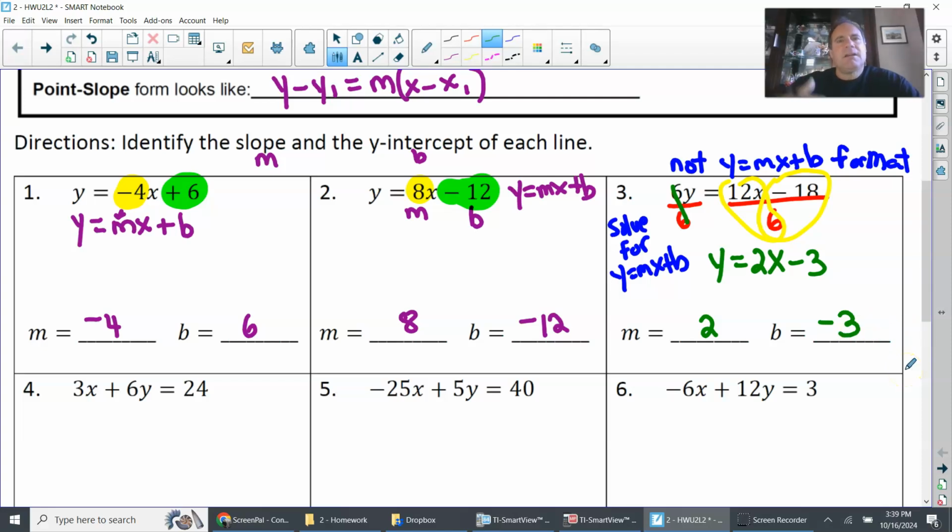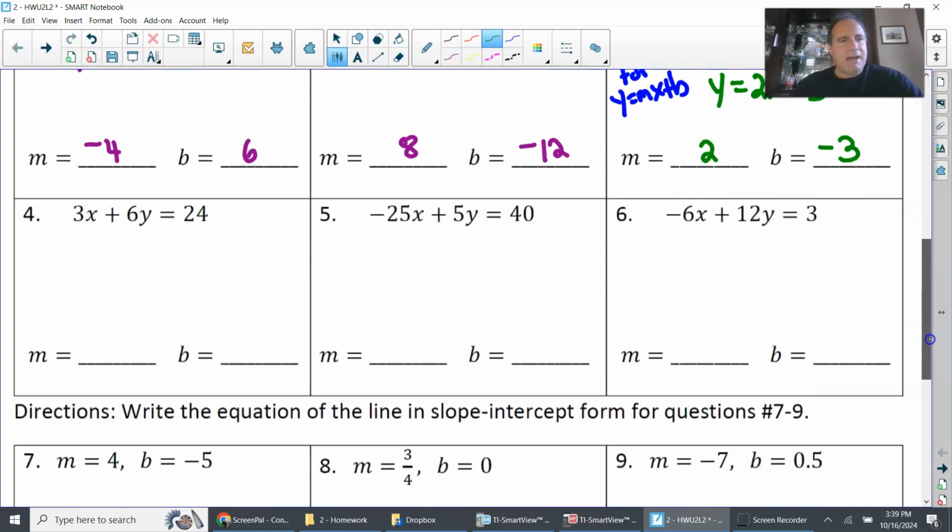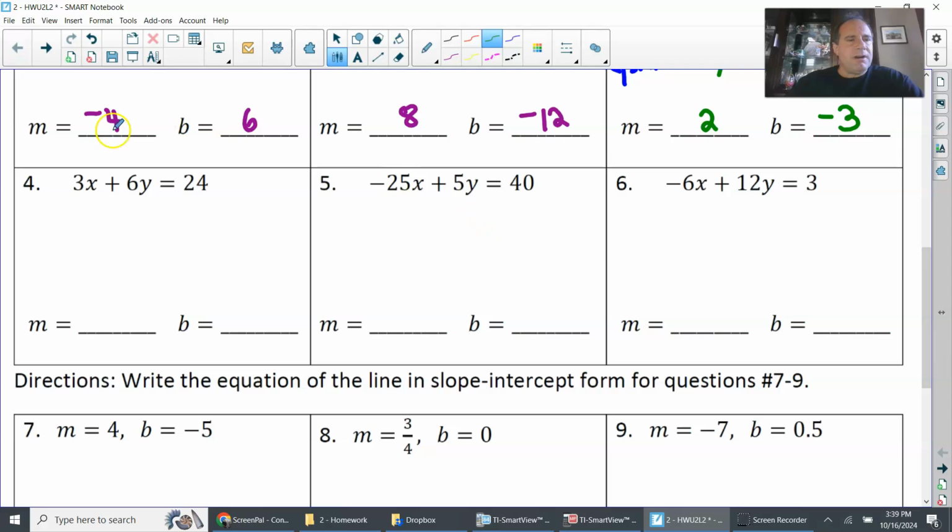You can't identify the slope or the y-intercept before you solve for y equals mx plus b format. Right? You have to solve for y. So number 4, again, not in y equals mx plus b.